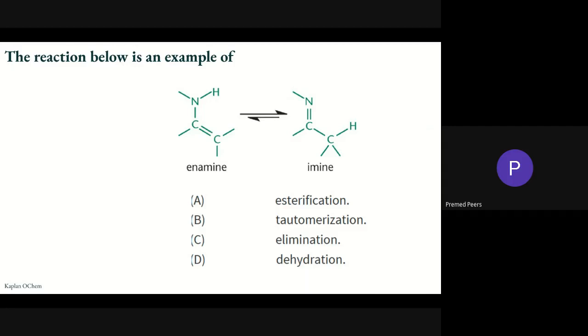So Rashina said it's B, and I just put it right there because I was a little concerned that people only refer to tautomerization as something that talks about alcohols, like the enol and the keto reaction. So it does not only include the keto-enol reactions, it also includes enamine and imine, which is the reason I brought it up right here.